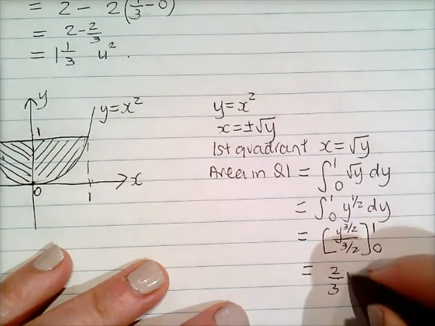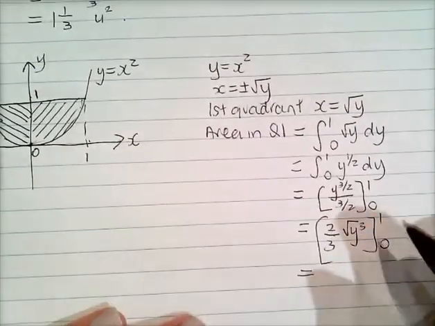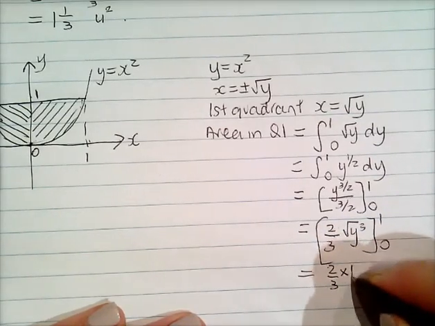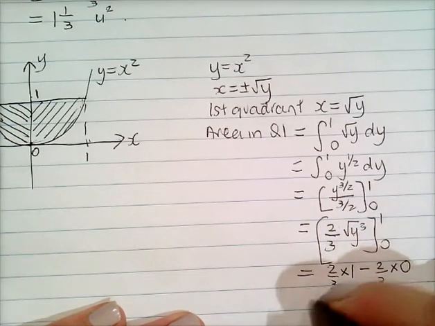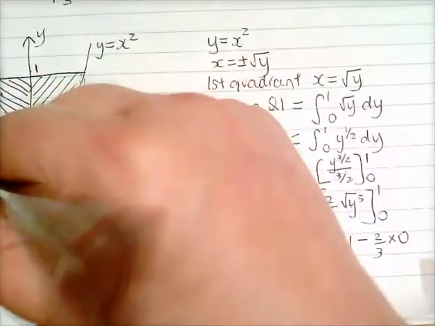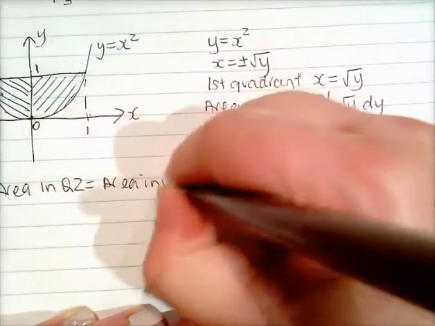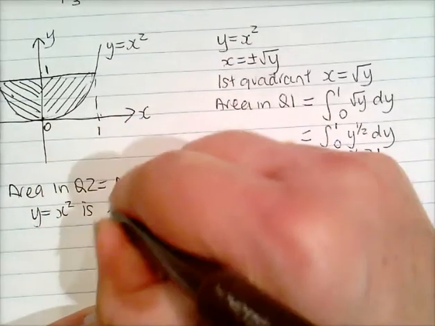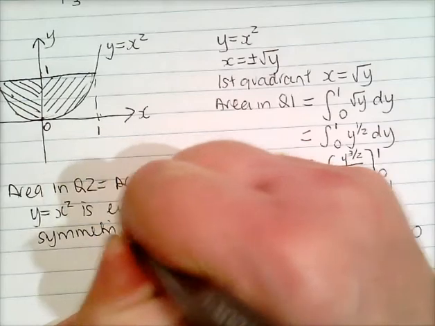I get 2/3 y to the power of 3 on 2, which is the square root of y cubed, doing the substitution of 1 and 0, and I get 2/3 times 1, square root of 1 is 1 cubed, minus 2/3 times 0, which is just 2/3, okay? Now, that is just the area in quadrant 1. We'll also notice that the area in quadrant 2 equals the area in quadrant 1 because the graph y equals x squared is an even function and thus is symmetrical about the y-axis.